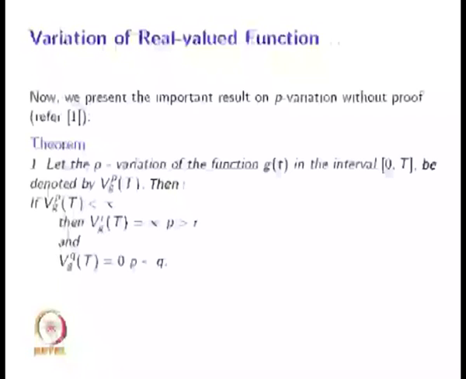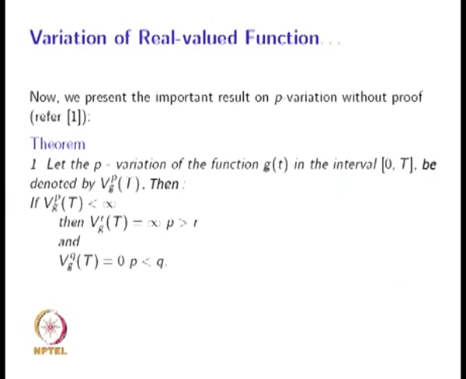Whenever the pth order variation is finite, then all the earlier order variations, below the pth order, will be infinity, that means unbounded. And the variation of qth order will be 0, where p is less than q. So this is a very important result, and using this result we are going to discuss the variations of Brownian motion also. Examples for these can be found in the problem sheet.